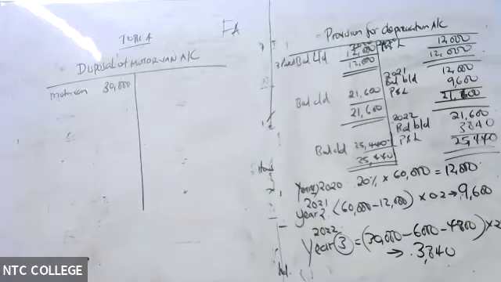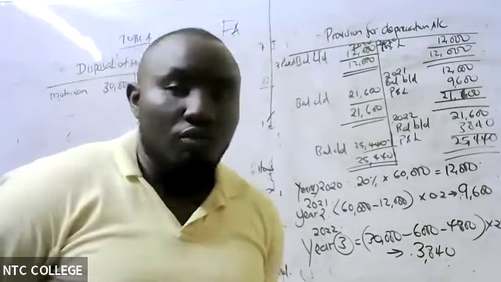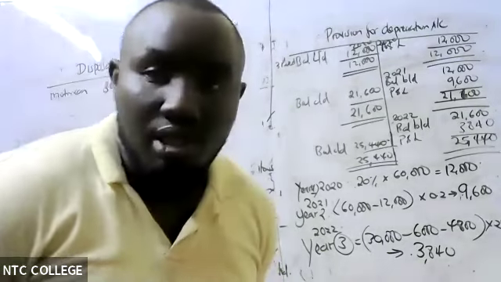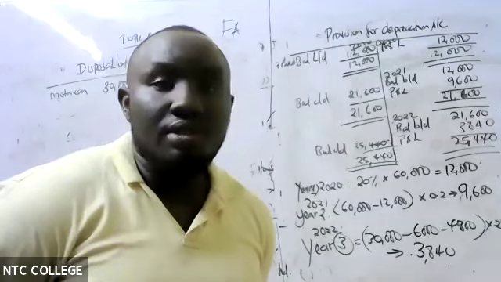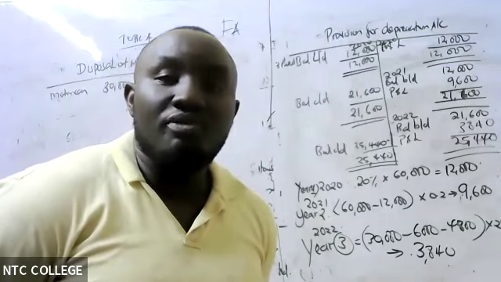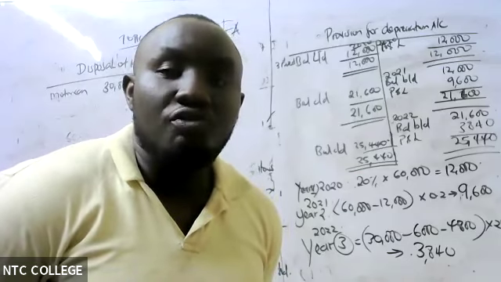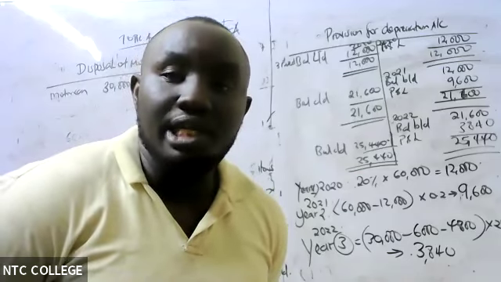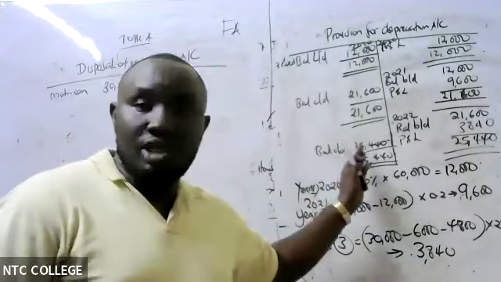So the next entry, what do we do? We debit provision for depreciation account, and we credit what? Asset account. We debit provision for depreciation account, and we credit disposal account together. So that's an entry that we should make here together.